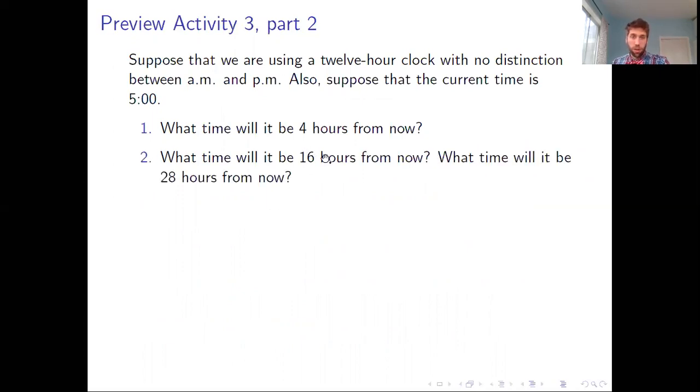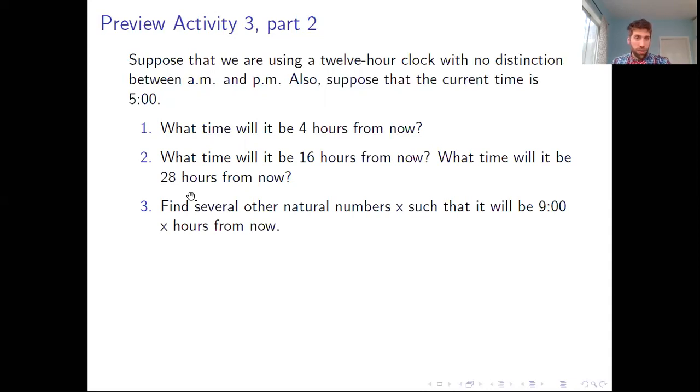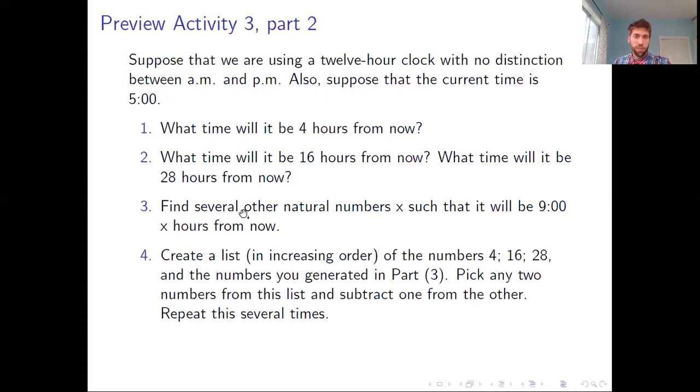Well, a whole clock is 12 hours. If you're not caring about a.m. and p.m., it'll still be 9 o'clock. How about 28 hours? 28 is 4 plus 24, so it's going to be 9 o'clock. A bunch of other times, 40 hours from now. That works.